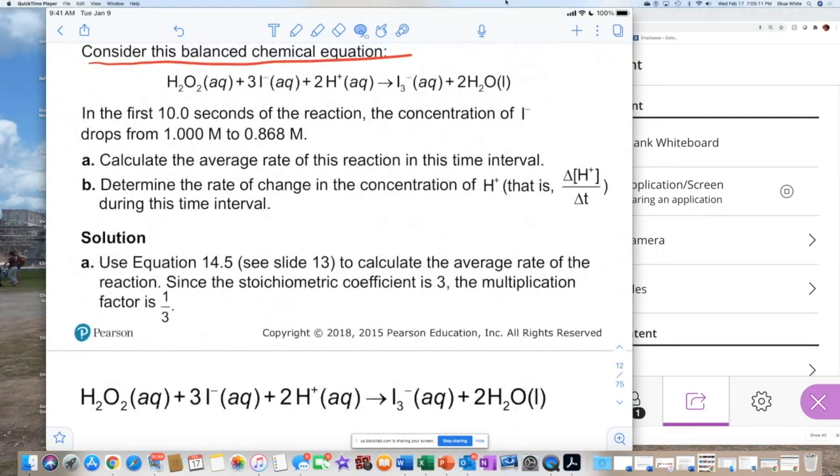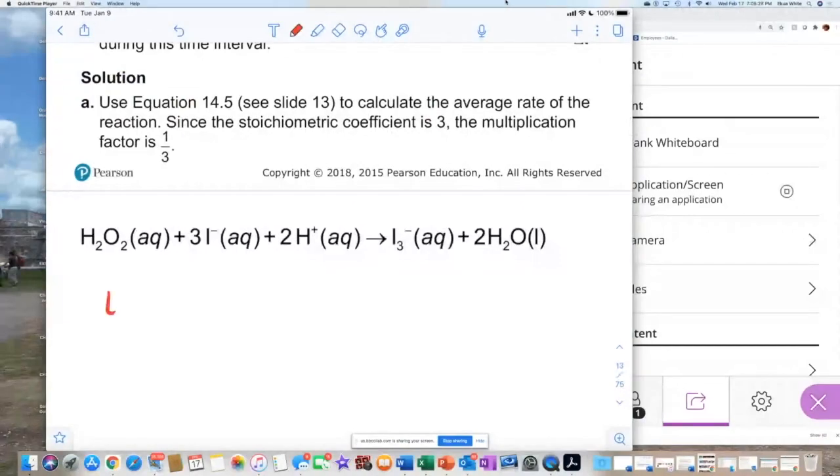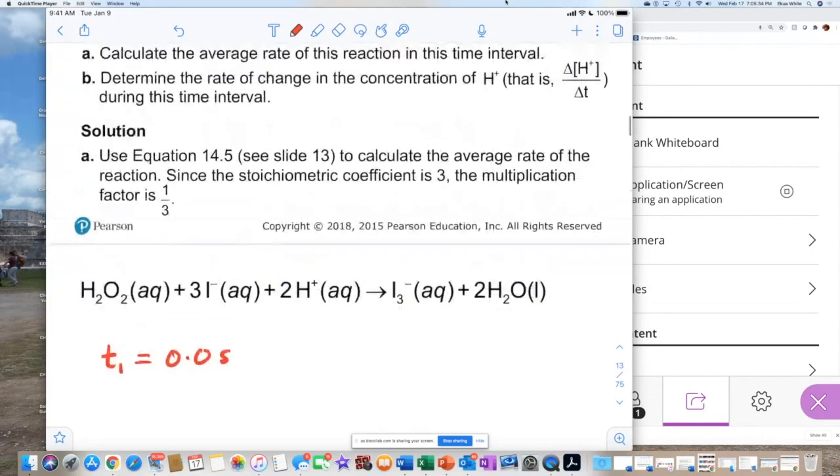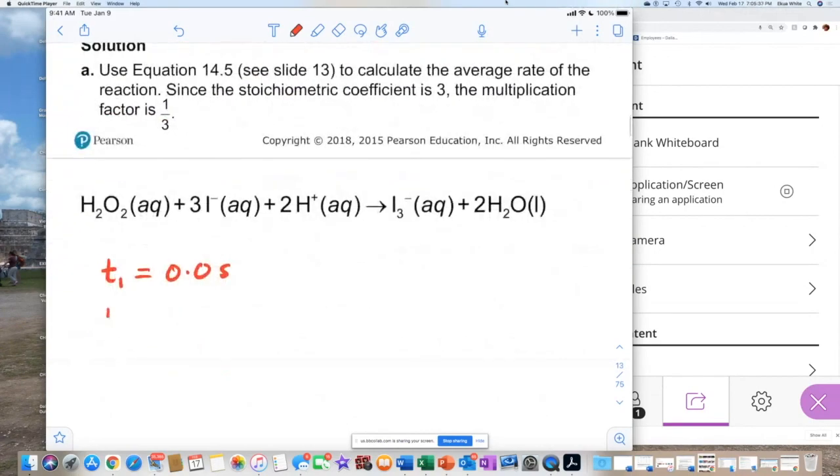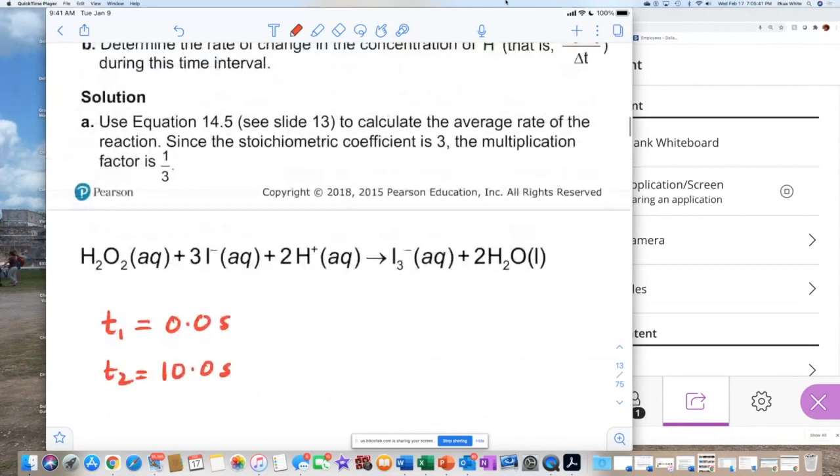What are they saying? In the first 10 seconds of the reaction, the concentration of I minus drops from 1.000 molar to 0.868 molar. Okay, that means if it's the first 10 seconds, the initial time was 0.0 seconds, okay? And then the final time is 10.0 seconds, right?